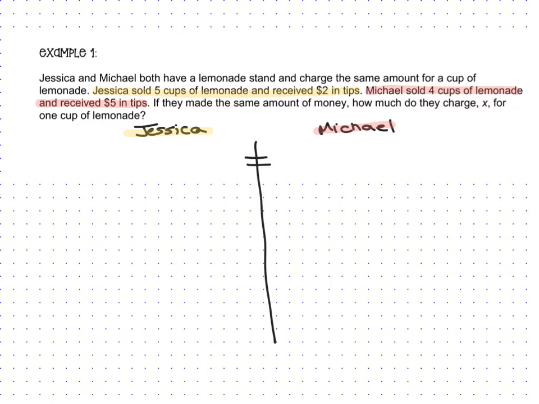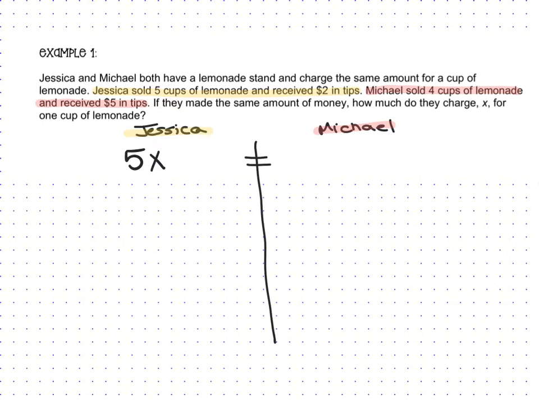Okay, so let's look at what's happening with Jessica. She sold 5 cups of lemonade and received $2 in tips. So we need to find the part that's repeating and the part that's only happening once. So if she's selling 5 cups of lemonade, that means that she has made 5 separate purchases, 5 separate transactions. So that's my part that's repeating. She has sold 5 cups.